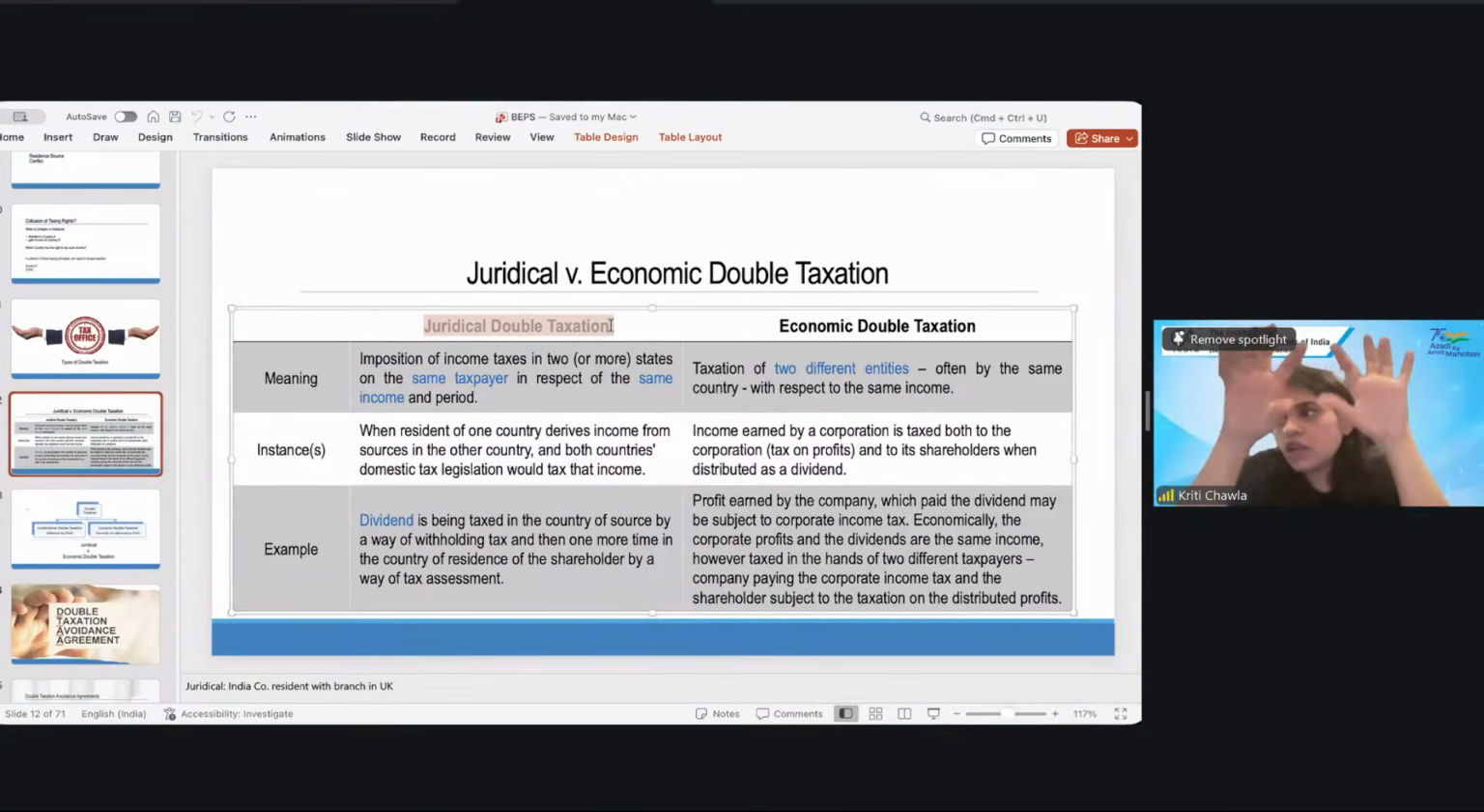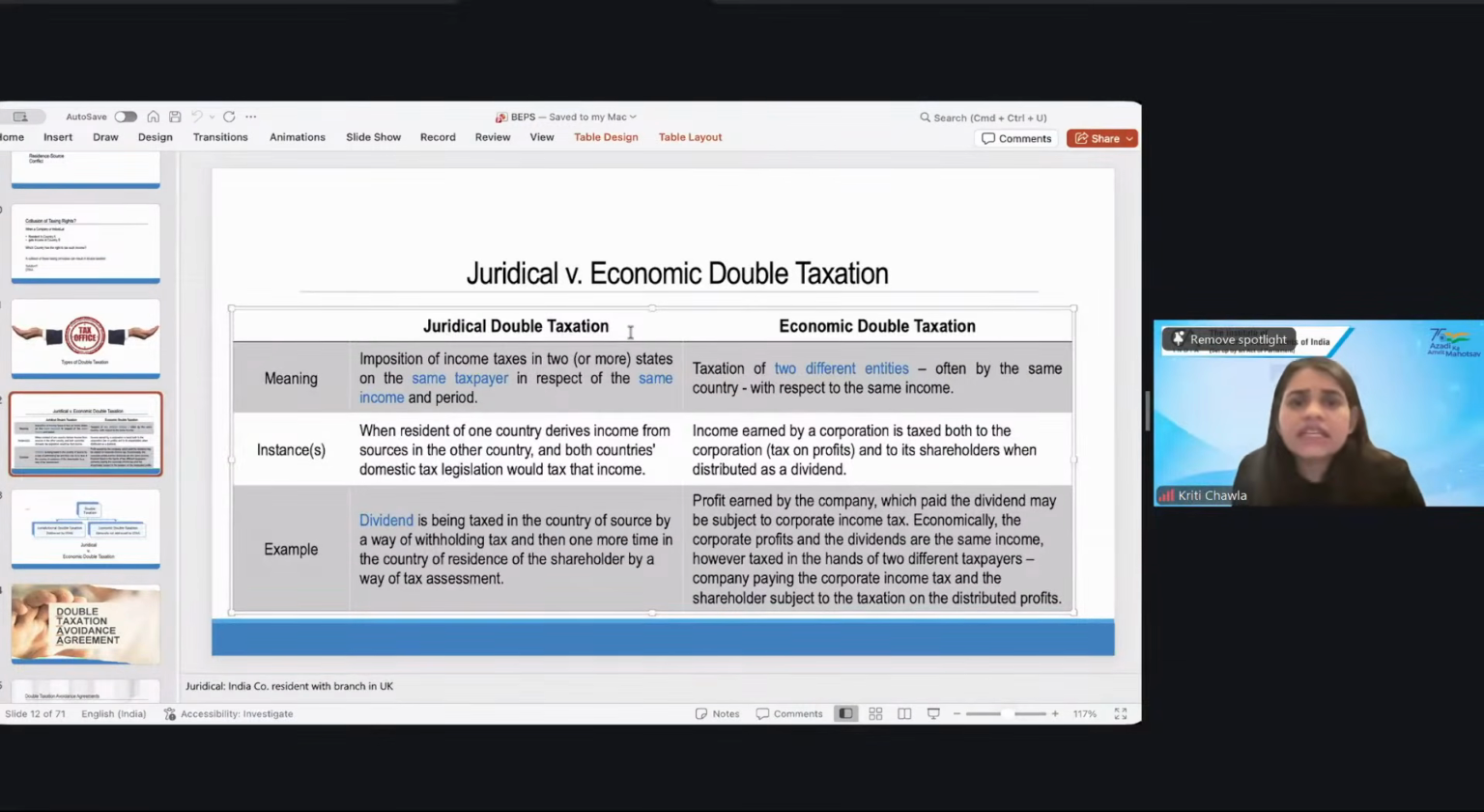So whether this is the Indian company or it is the branch in the UK, everything is going to be taxed in India. So if you look at this particular problem from the perspective of this branch in the UK, that branch is being taxed in India and that branch is being taxed in the UK as well. So there is something called double taxation, and this precisely is called juridical double taxation.